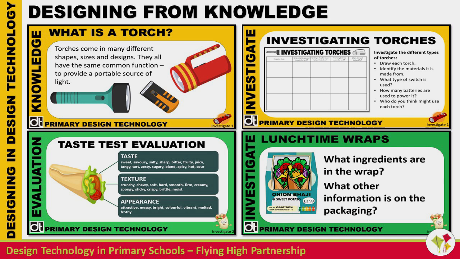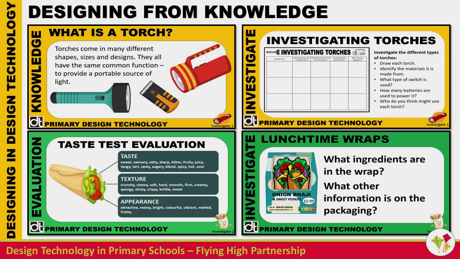Here are some examples from Key Stage 2 projects of how children can be provided with knowledge about products that is then used to inform and develop their own design ideas. In lower Key Stage 2, before designing their own headlamp torch, children investigate torches, focusing on the shape, size, design and materials that they are made from. Further investigations look at the different types of switches that might be used and challenge the children to think about who might use the different torches and for what purpose.